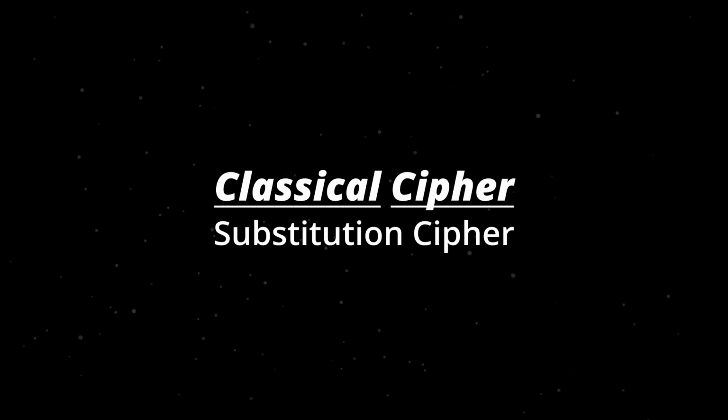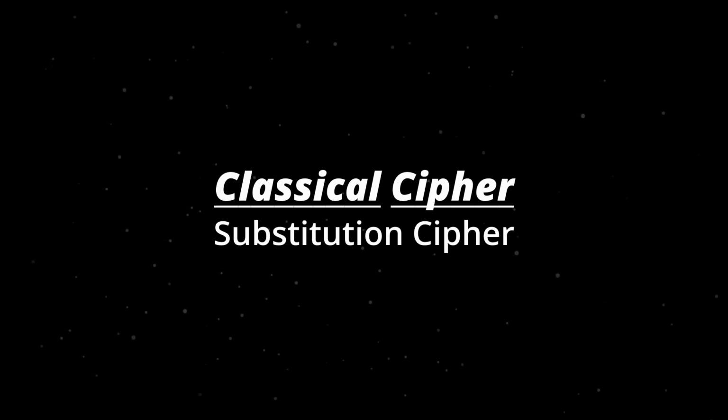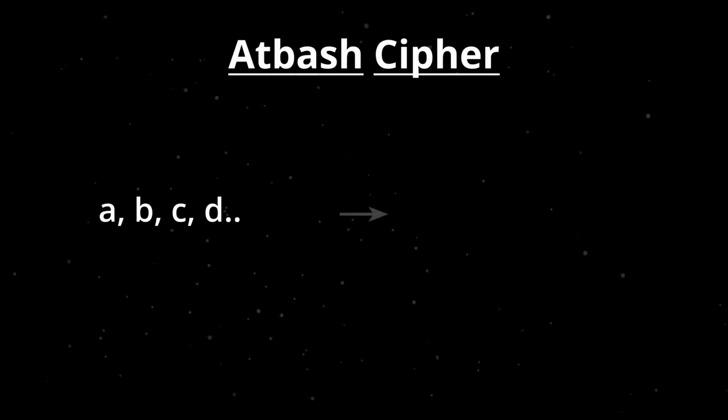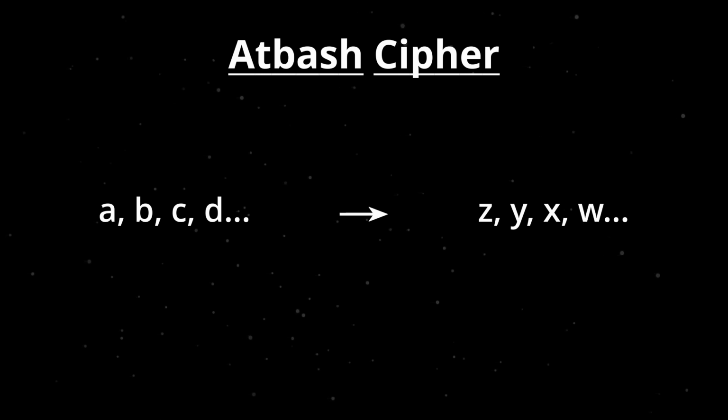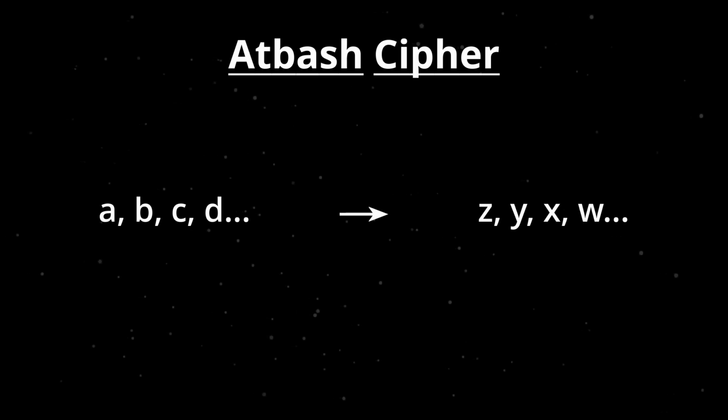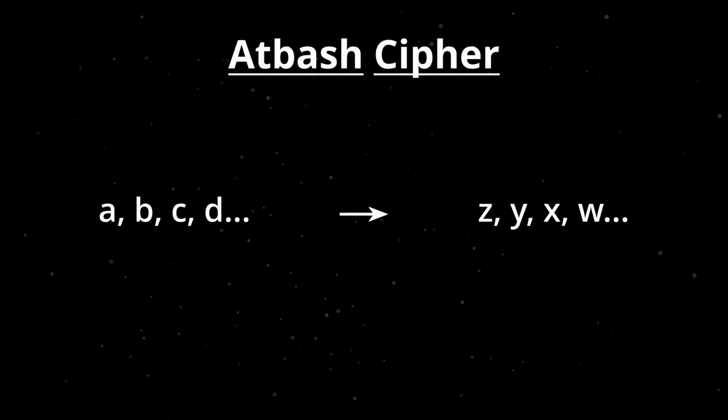I'll be talking about two types of classical cipher in this video. The first is called a substitution cipher. The fundamental idea behind this type of cipher is substituting each letter in the plaintext with a different predetermined letter in order to create the ciphertext. A simple example is the atbash cipher. This is performed by substituting each letter of the plaintext with the corresponding letter of the opposite end of the alphabet. For example, A would become Z, B would become Y, C would become X, and so on.